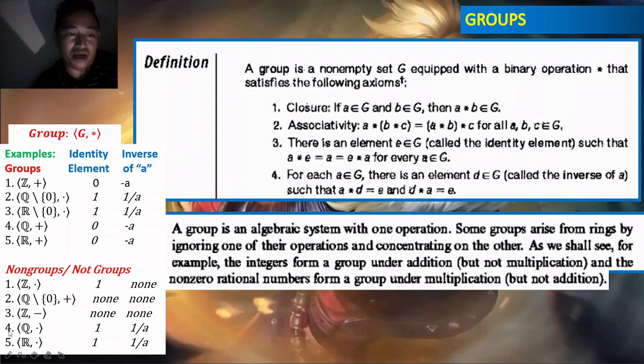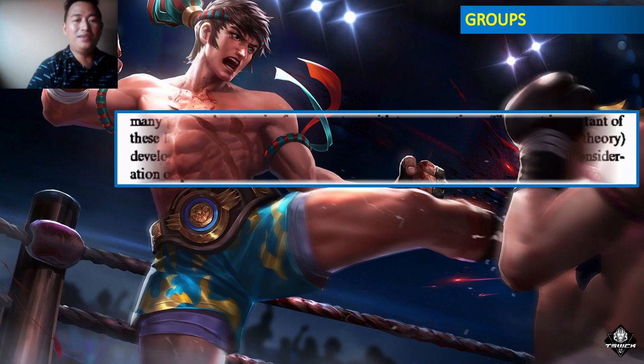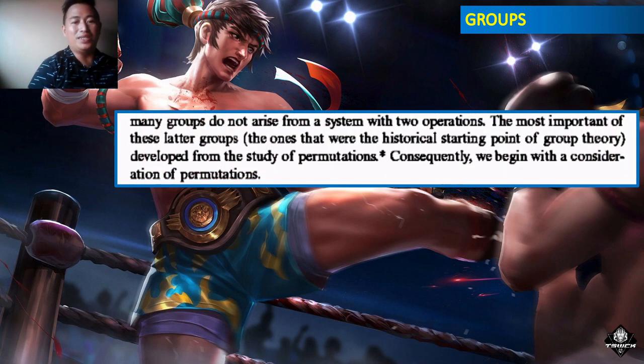So if we remove 0 from these sets, as in properties 2 and 3 above, they become groups, because 0 is the only element without a multiplicative inverse. Next, many groups do not arise from a system with two operations. Some groups are determined not just by addition or multiplication.